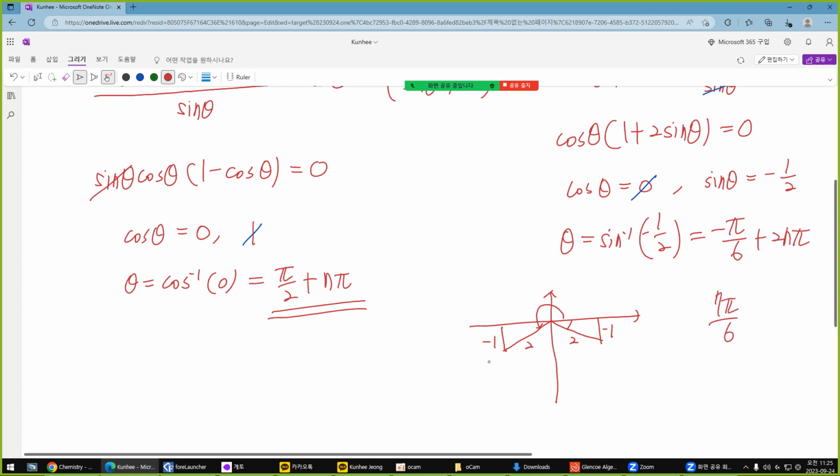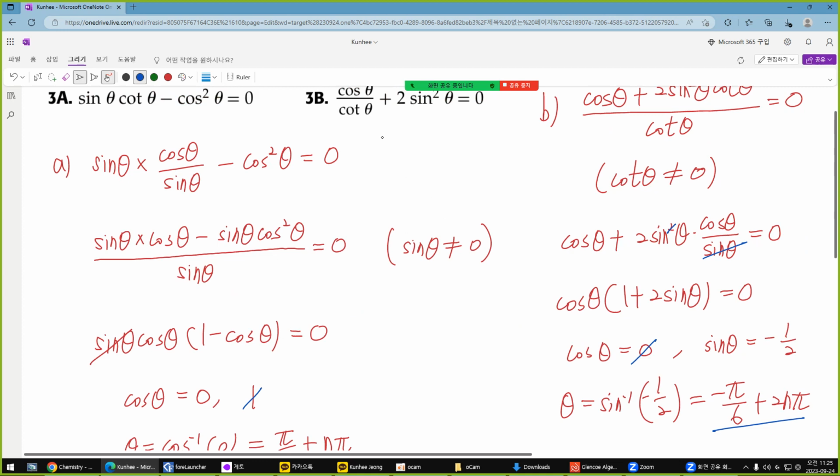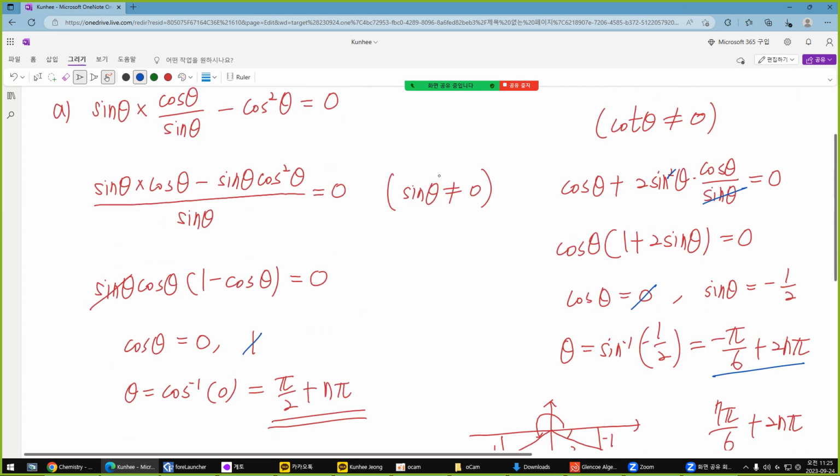And then once again we can add the multiple of 2 pi. So another solution is 7 pi over 6 plus multiple of 2 pi. So in this case, these two things are the solution of the equation in B. So once again, be careful about these extraneous solutions. They cannot be the answer.